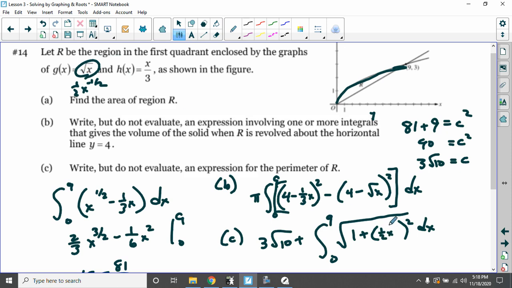Squeeze it in there. And there we go. That would be the arc length that tells us to write but not evaluate. We are finished.